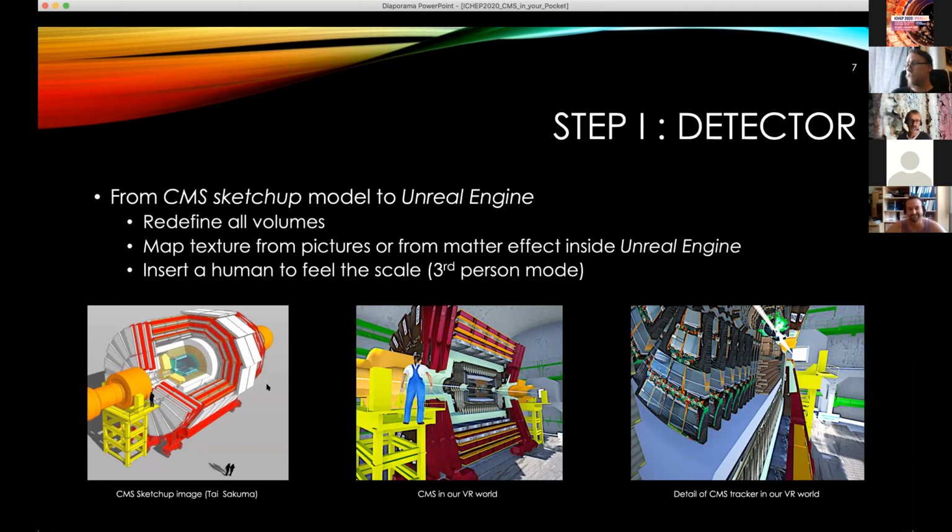On the left, you have the CMS SketchUp image, and the two right pictures are from the VR screens. So we also mapped textures either from pictures, or we produced the texture from matter effect inside Unreal Engine. And we also inserted a human in order to feel the scale. It's called the third-person mode.